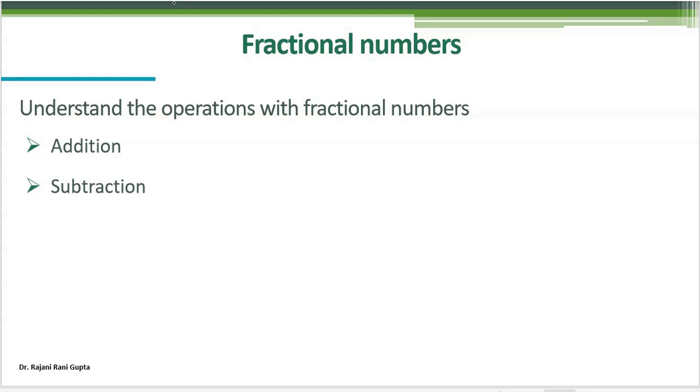A fractional number is a number in the form, say, m over n, where m and n can be any whole number with the condition that n cannot be 0. If we can express a number in this form, we call it a fractional number. The part which is above is called the numerator, and the number which is below it is called the denominator.